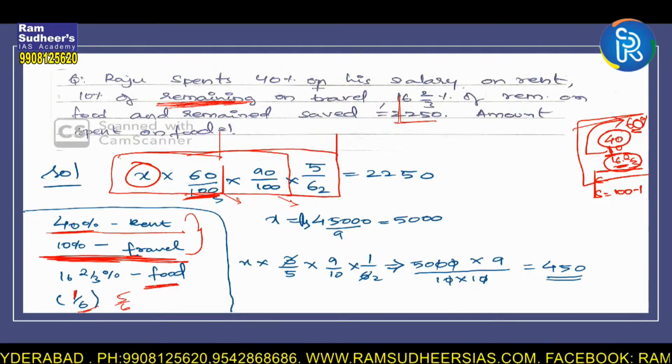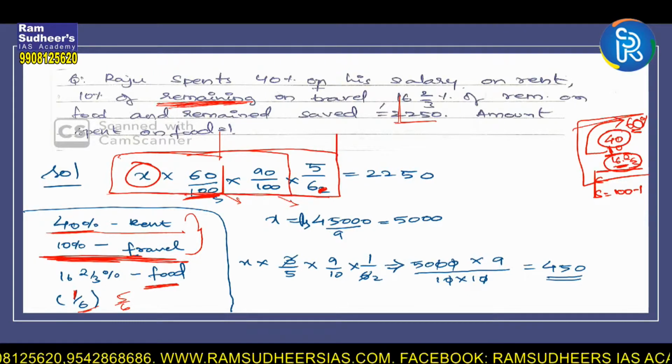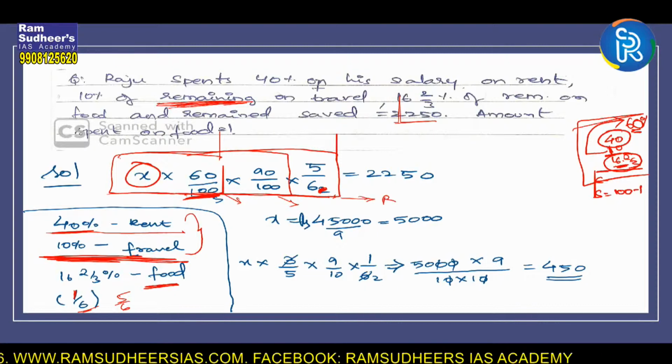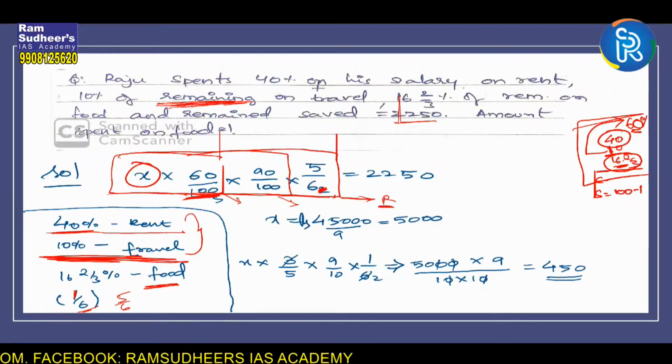So 5 by 6 is kept over here. And this is the remaining amount after spending 40% on rent, 10% of the remaining on travel, and 16 2 by 3% of the remaining on food. This is what we have obtained, and this is our remaining sum. And this remaining sum is 2,250, which he has saved. Now, from this formula, it should be easy for us to calculate x, which is 5,000 rupees.